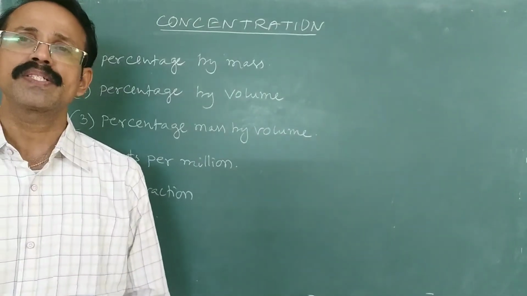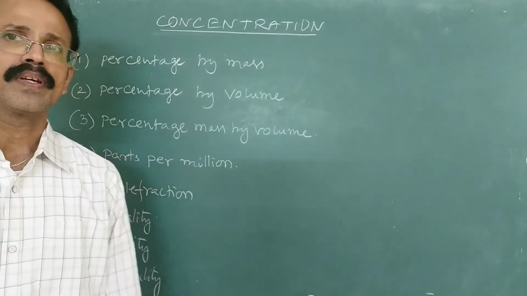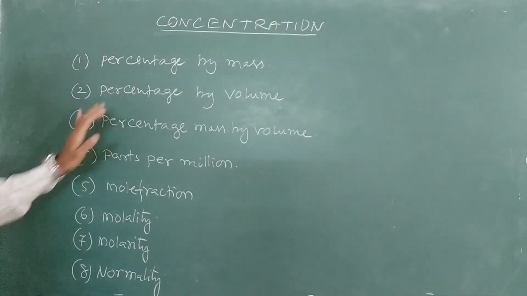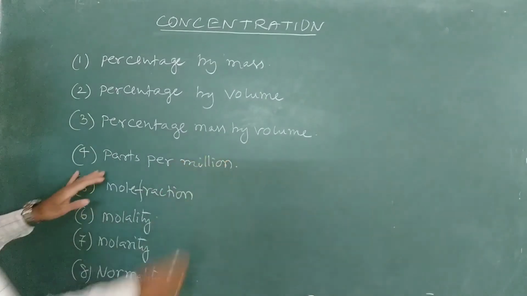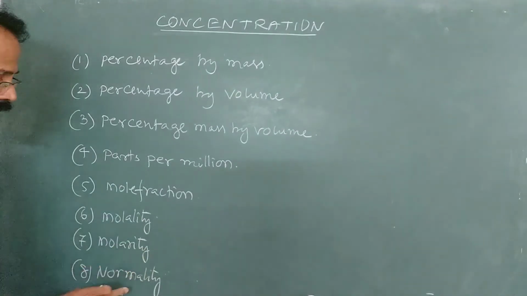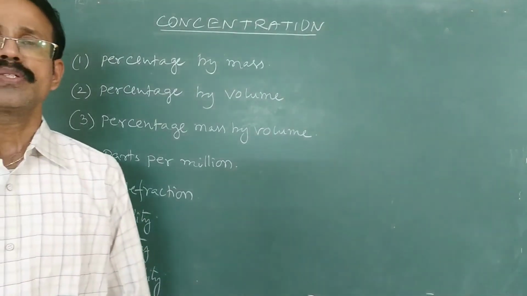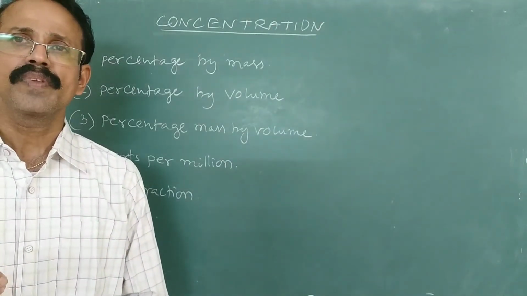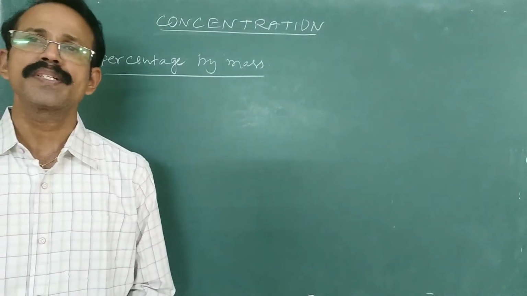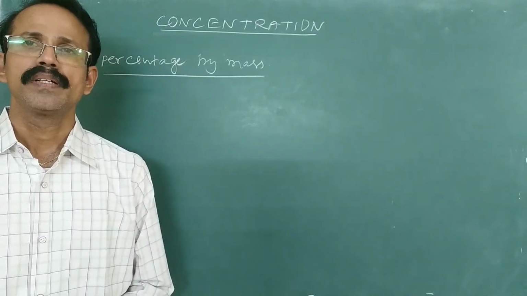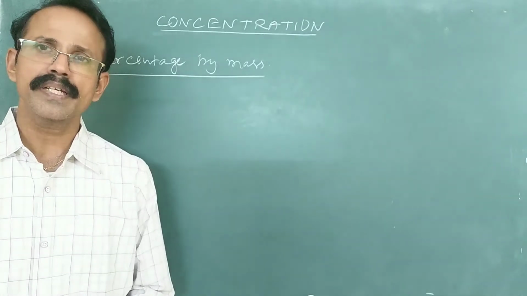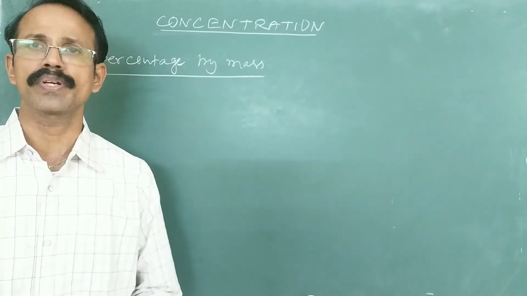We have different methods of expressing the concentration. They are percentage by mass, percentage by volume, percentage mass by volume, parts per million, mole fraction, molality, molarity, and normality. Here we'll see each method of expressing concentration in detail. Percentage by mass is the number of grams of solute present per 100 grams of the solution.